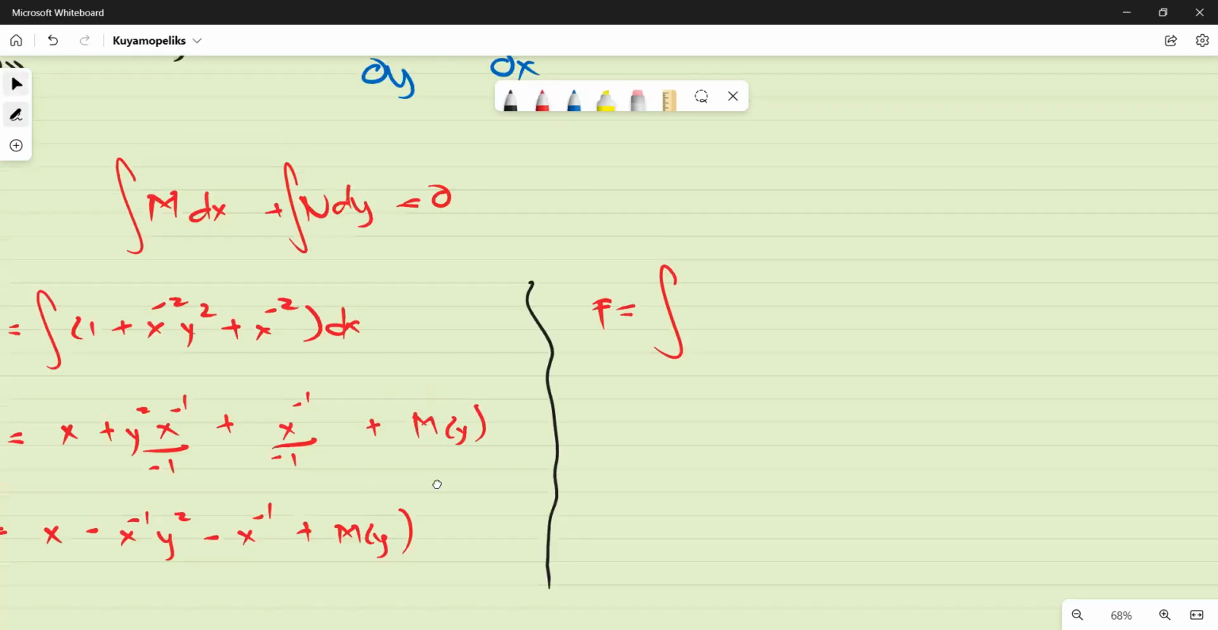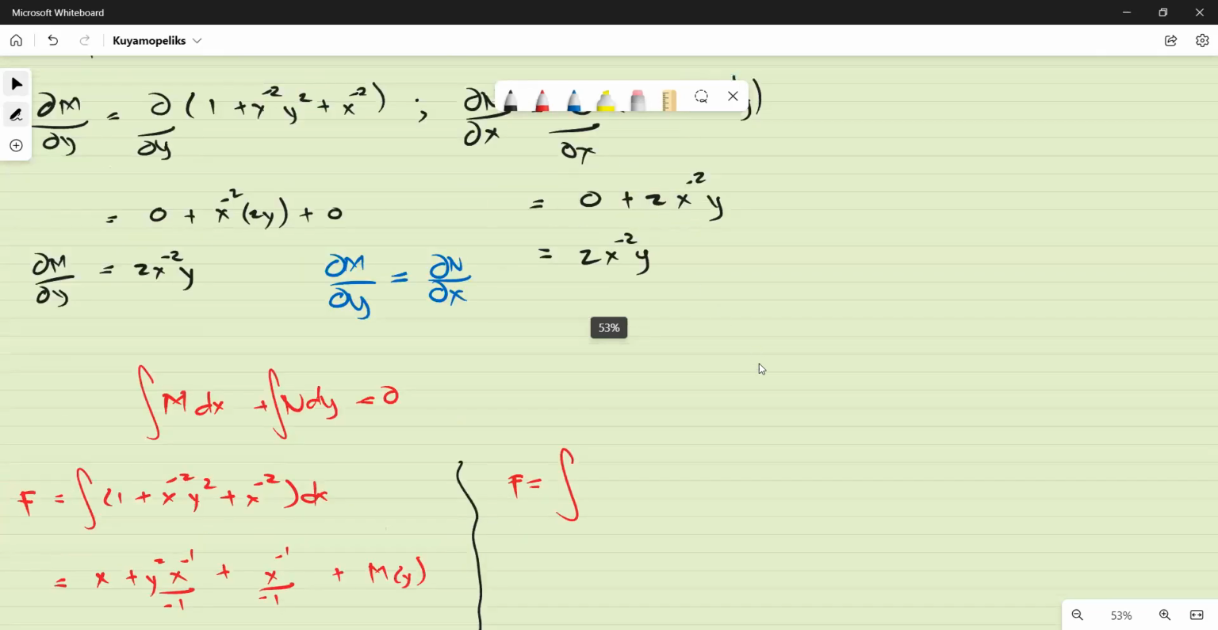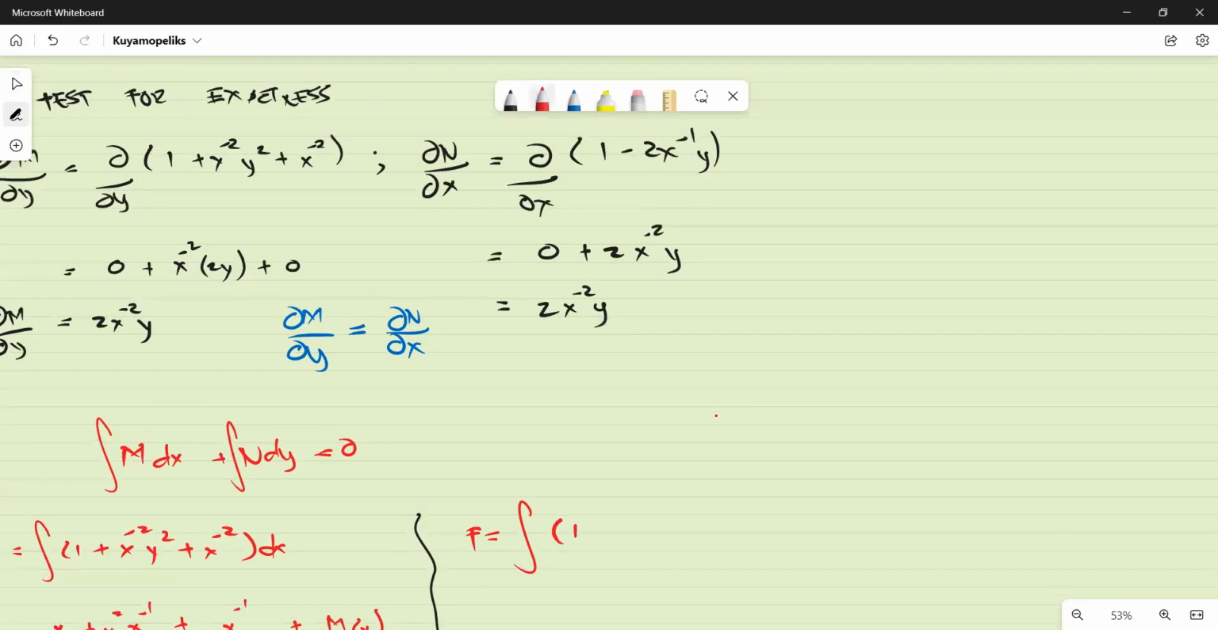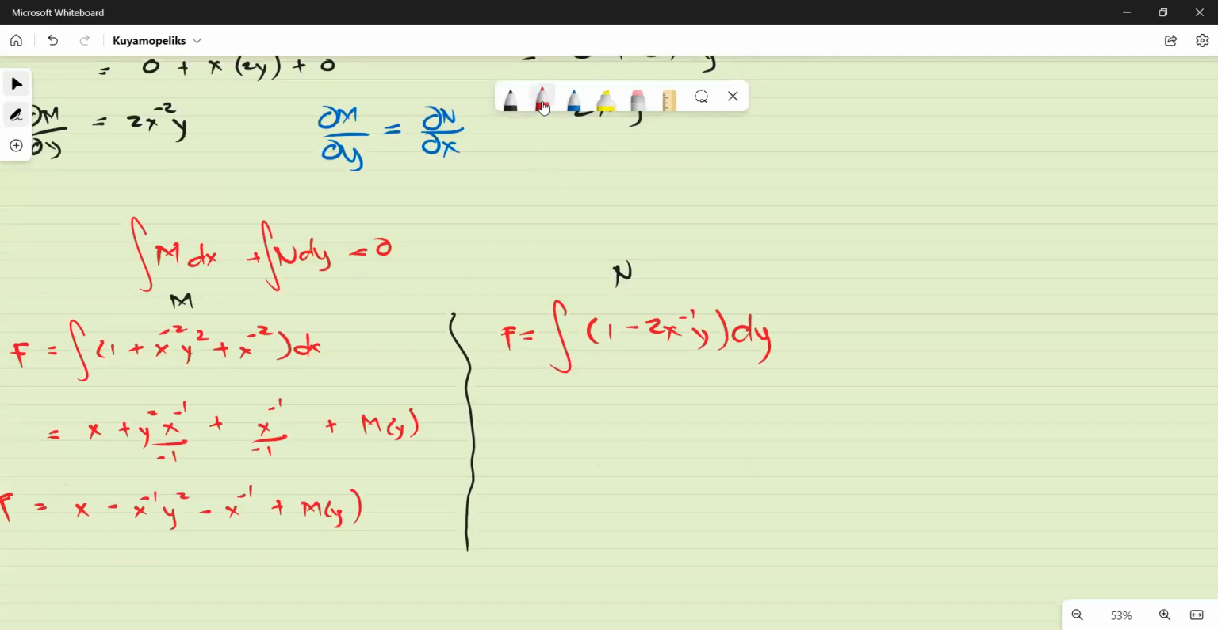What is our n? The new n. Our new n is this: 1 minus 2x raised to negative 1 y with respect to dy. Again, this is your n. In case you forgot, this is your n and this is your m. M dx and dy.